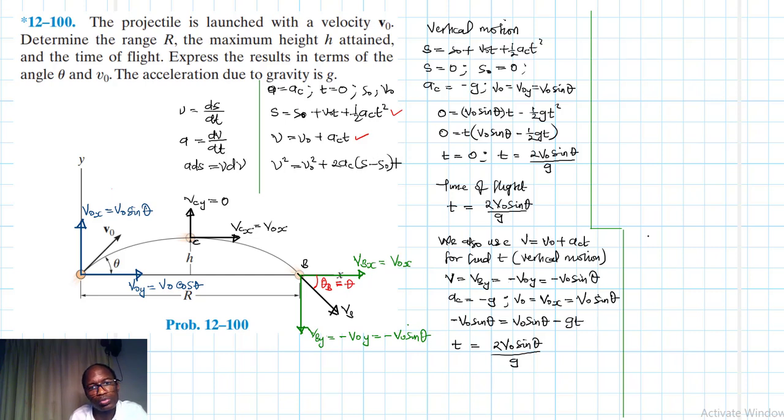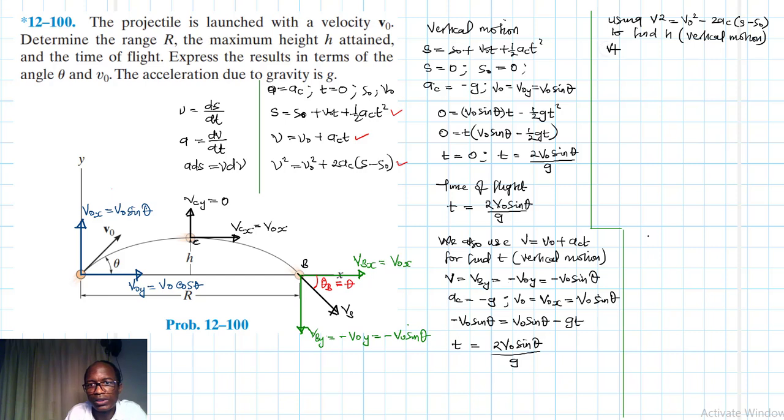I can use this equation if I want to. So let's go ahead, using v squared is equal to v naught squared minus 2a(s minus s naught) to find h. Okay, and we are going to use vertical motion.